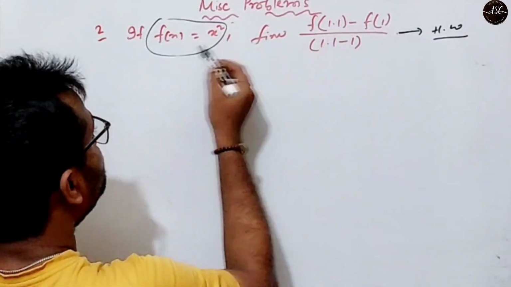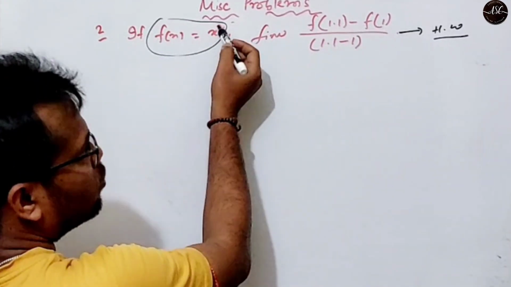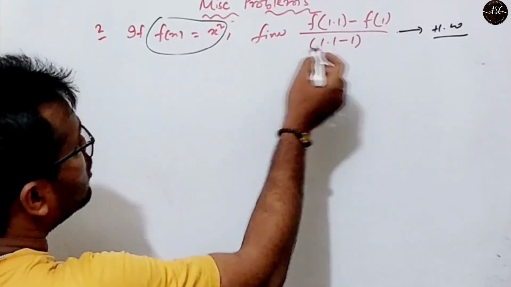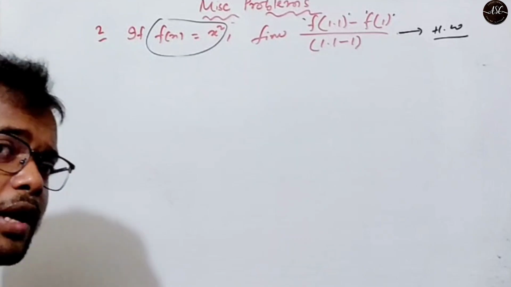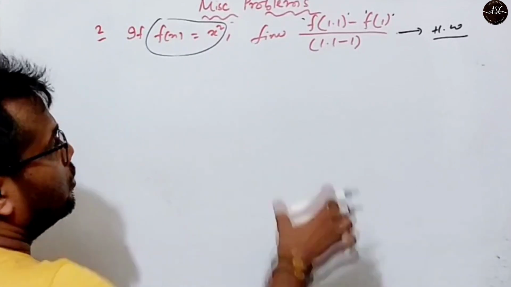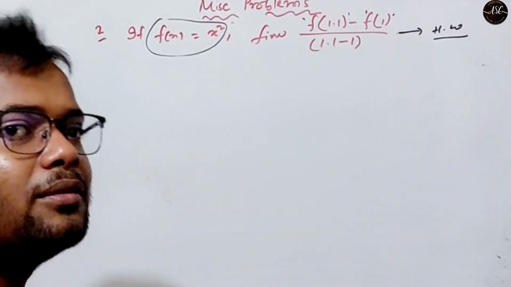Okay. So here just put f(1.1) equal to 1.1 whole square. f(1) is equal to 1 square. Okay. So these two can be obtained from that. By that you can get the value. Okay. Look at this question 3.